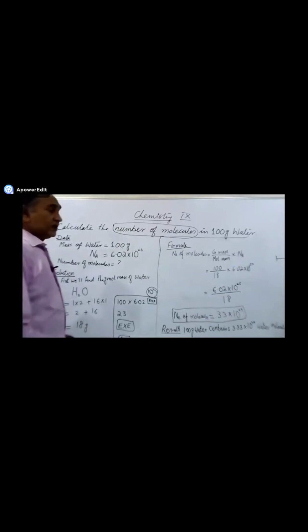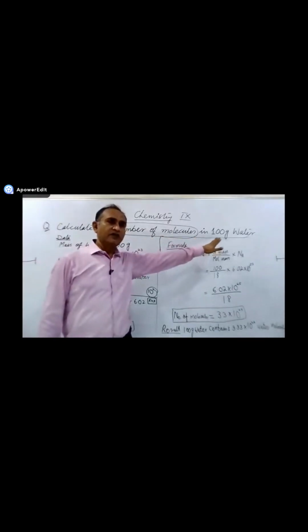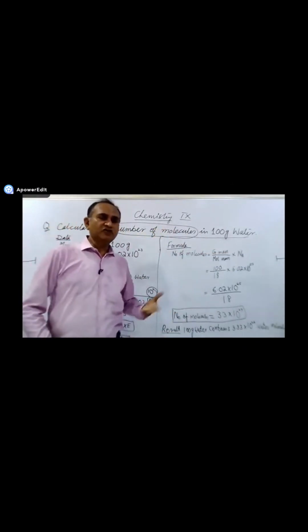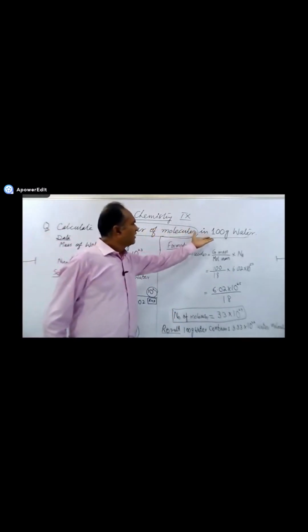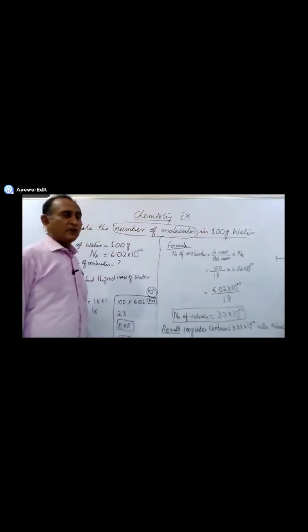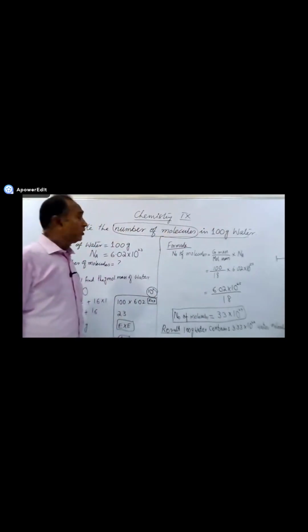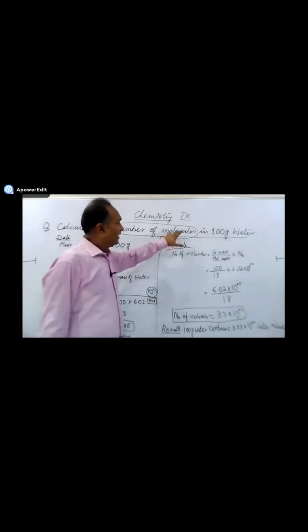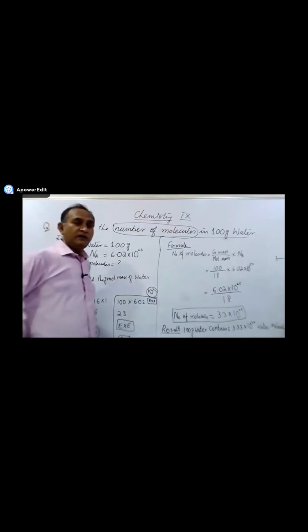I repeat the question here. You have a particular quantity of water, 100 gram, and you have to find number of molecules in it. You can make the questions by yourself. Like, calculate the number of molecules in 700 gram of sugar. Calculate the number of molecules in 150 gram of glucose. Okay, or you can write like this, calculate the number of atoms in 100 gram of water. I'm sorry, 100 gram of any element. All right?